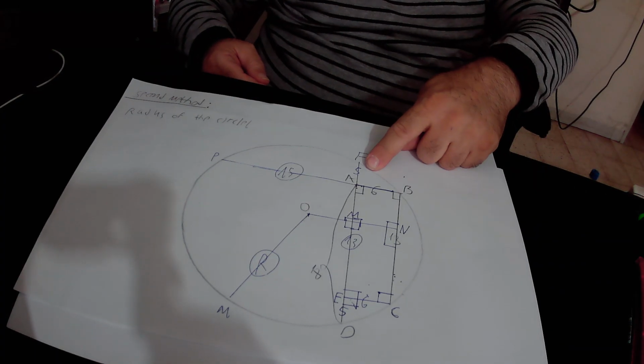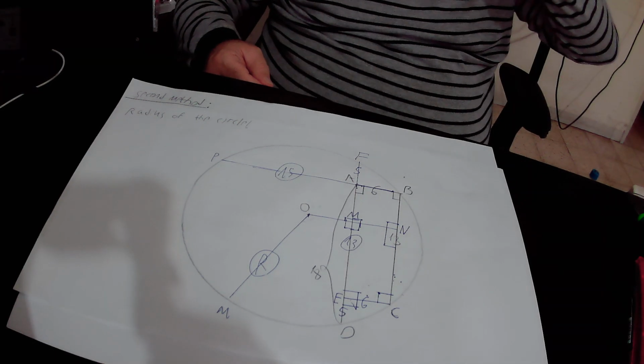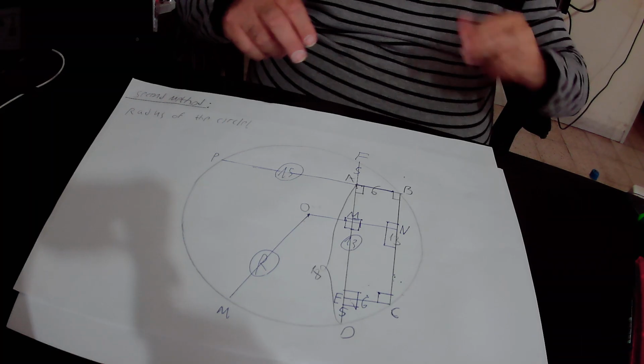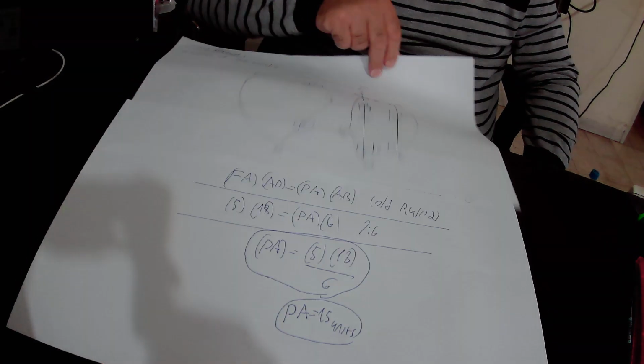FA equals 5 units. AD equals 18 units. PA is the missing line segment, and AB equals 6 units. Okay?